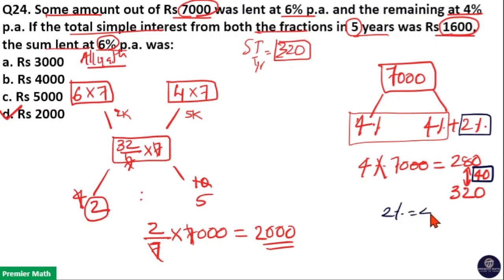So if 2% is 40, then 1% is 20. Then 100% is 20 into 100, that is 2000. So this 2000 is for this 2% part. That is, the 2% part constitutes this 6%. So the sum lent at 6% is equal to 2000 and the sum lent at 4% is equal to 7,000 minus 2,000, that is 5,000. So here option D is your answer. The sum lent at 6% is 2,000.